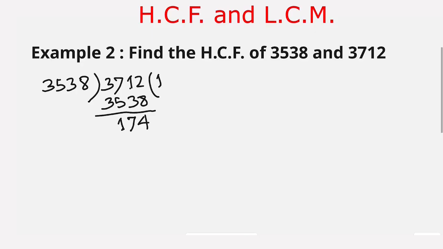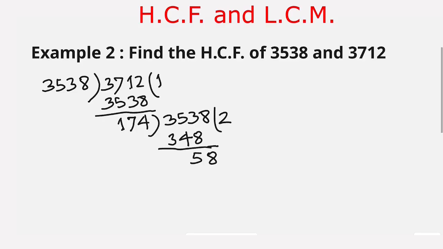Now we will divide the divisor by this remainder. So we divide 3538 by 174. 174 divides 353 for 2 times. 2 times 4 is 8. 7 times 2 is 14. We carry 1, 2 plus 1 is 3. On subtracting, the remainder is 5. We carry 8. Now 174 cannot divide 58. So the remainder is 58.